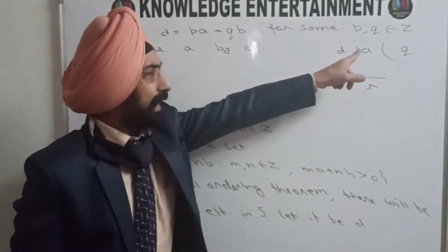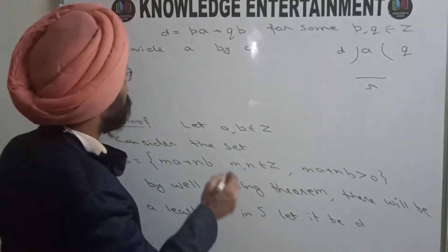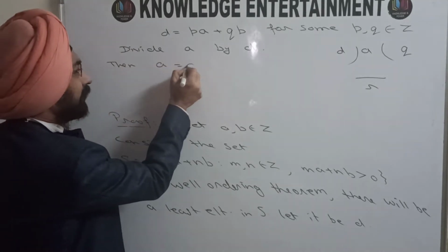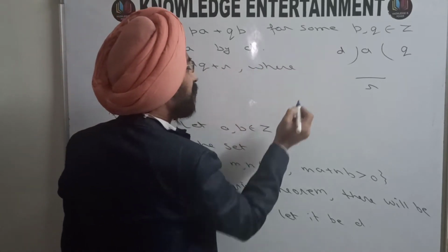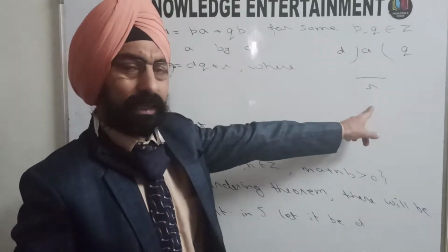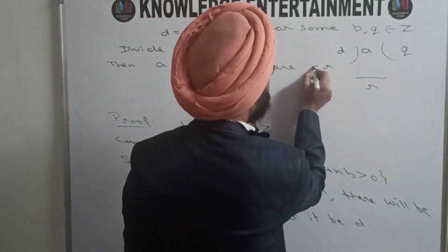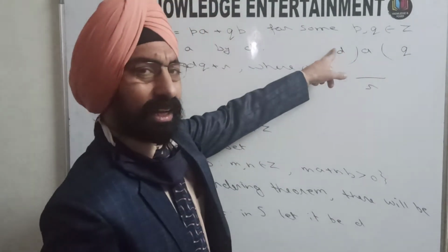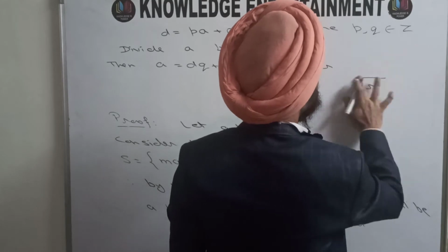So this A can be written as DQ plus R, where R is the remainder. The remainder is always greater than or equal to 0, but strictly less than the divisor. So R is strictly less than D.